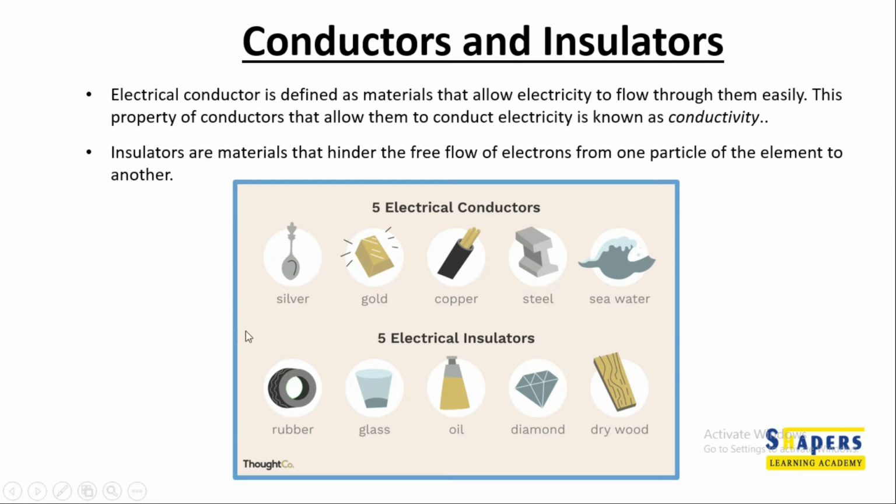Whereas insulators are the materials that hinder the flow of electrons from one particle of the element to the other. Insulators block the flow of electricity. Rubber, glass, oil, diamond, dry wood. These are the common electrical insulators.